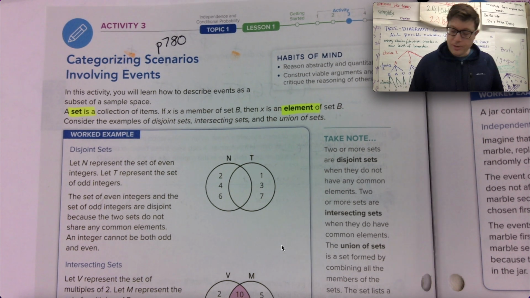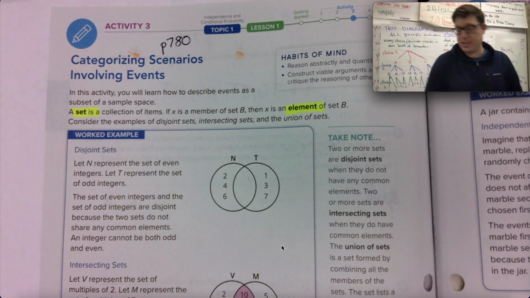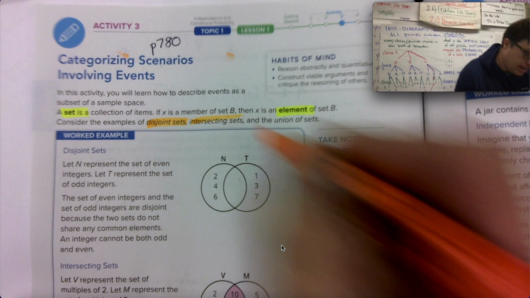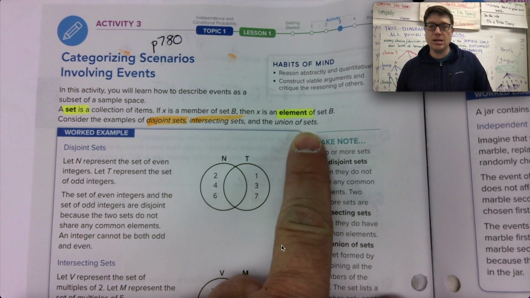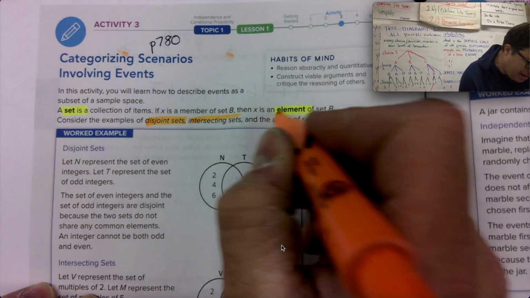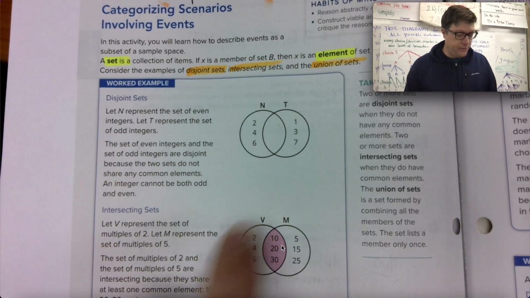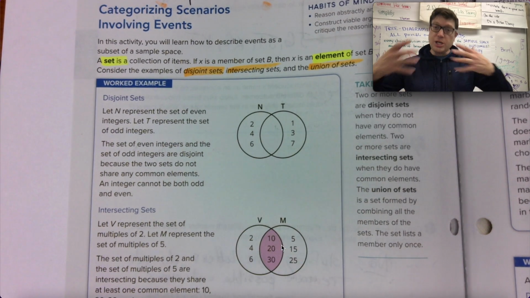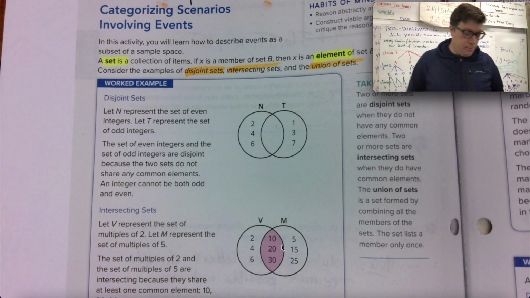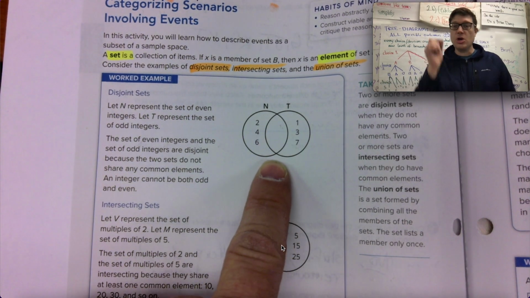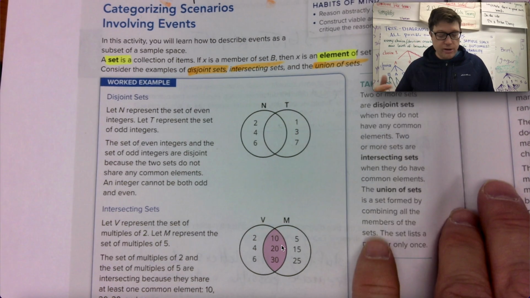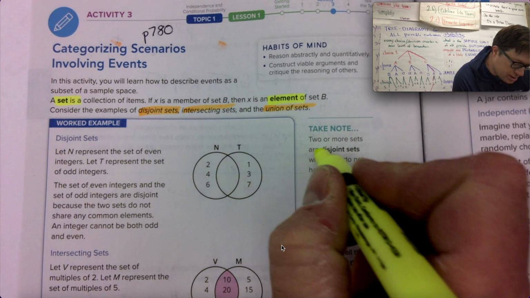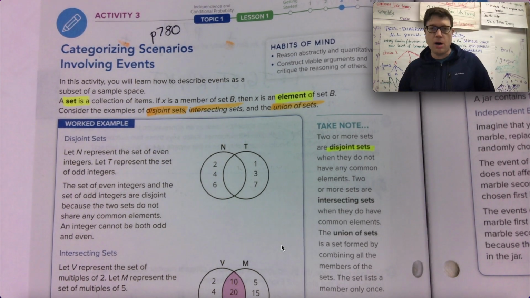We're going to talk about three vocabulary words: disjoint sets, intersecting sets, and the union of sets. A disjoint set is when they do not have anything in common. Even integers and odd integers do not overlap. There's nothing that is both an even integer and an odd integer at the same time, because even numbers can be divided by 2, odd numbers can't. Two or more sets are disjoint when they do not have any common elements.